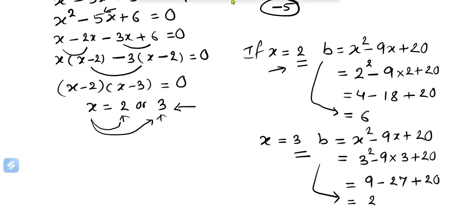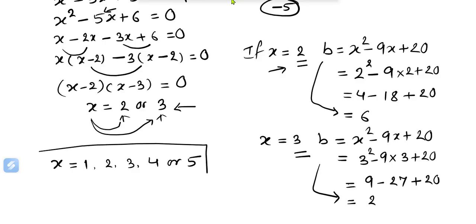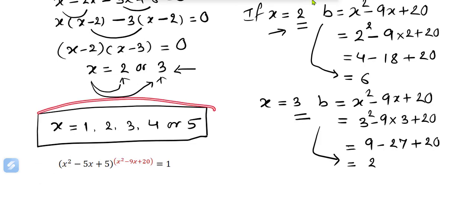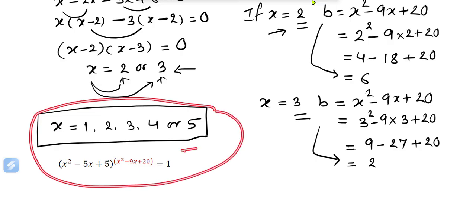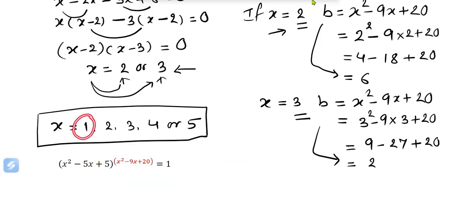Now we have all the possible values, which are 1, 2, 3, 4, or 5. So these are all the possible values for this equation. So these are all the possible values of x, which is from 1 to 5 for this equation. You can check for x equal to 1, 2, 3, 4, or 5. In all these conditions, the value should be equal to 1.